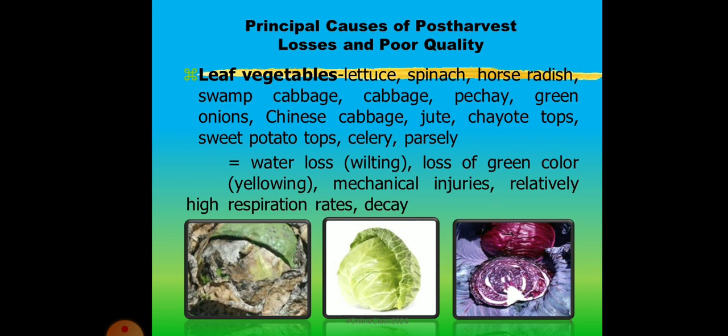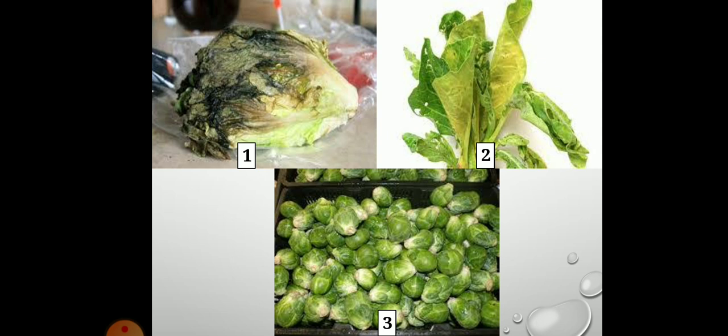So respiration rate, ibig sabihin ng respiration, is a physiological process that occurs in the produce that will utilize its own stored food in order to generate heat and lose moisture. So yung end product ng respiration is moisture and heat that was generated from the stored food in the commodity. Okay? So for more explanation of the losses of leafy vegetables, I have here an example.